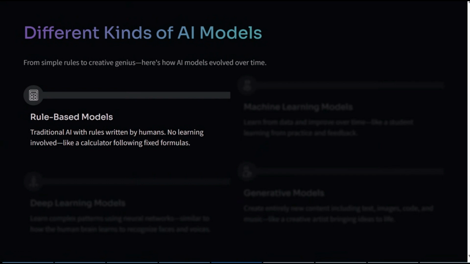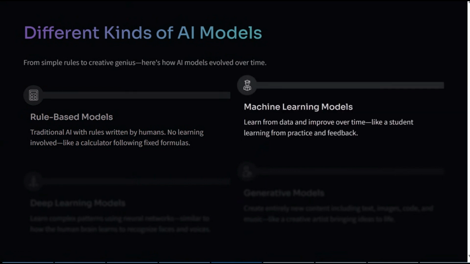We have a rule-based model, which is very similar to traditional AI. No learning involved, and it follows a set of well-written rules. You can take the analogy of a calculator, which uses a fixed set of formulas. Now we have machine learning models, which learn from data and improve over time. You can take the analogy of a student who is learning from practice, and who gets some feedback as well, and based on the practice and the feedback given, tries to evolve over a period of time.